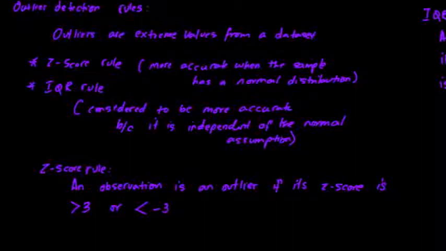The Z-score rule makes use of the Z-scores, and if an observation is an outlier, then its Z-score would be either greater than 3 or less than -3. That is the Z-score rule.